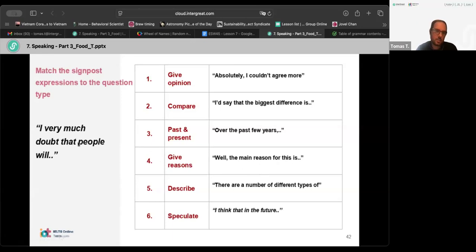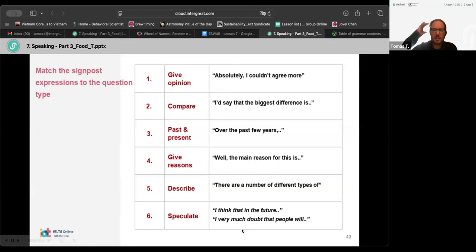What do you think? We have 2 options in each of them. I think it is give opinion. Okay, let's have a look. This one is speculate. It is an opinion, but when we're talking about the future, we talk about what we predict, what we think will happen. If we talk about doubt, it means what we think won't happen. Okay, next one. Next one, Anne.